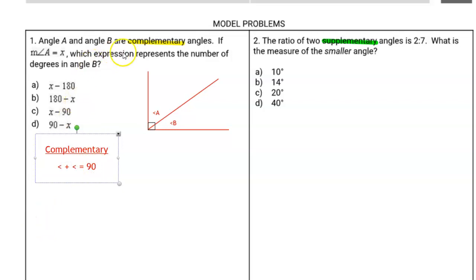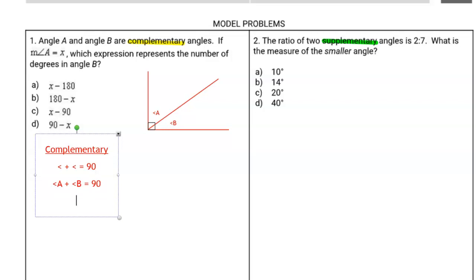Next, I'm going to try to take the information that I know and substitute that into this fact, into this equation. It says that the measure of angle A is equal to x. Well, I know that the two angles in this situation that I know are complementary are angle A and angle B. So I'm going to fill that information in. Angle A plus angle B is equal to 90 degrees.